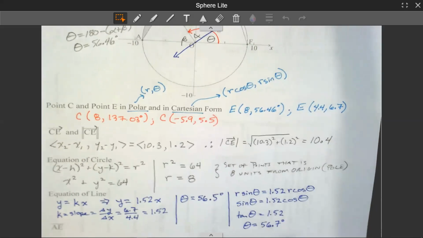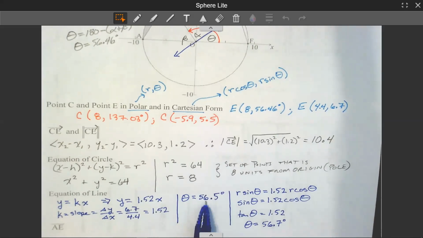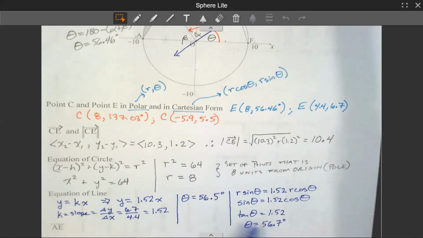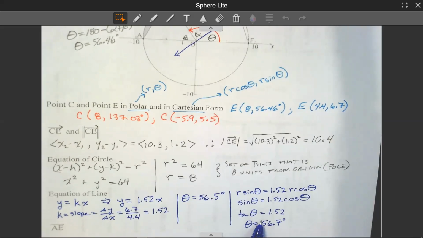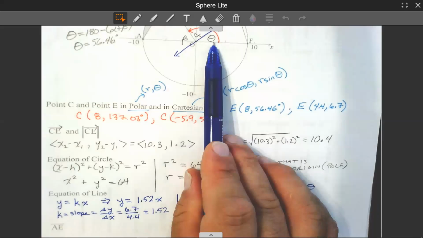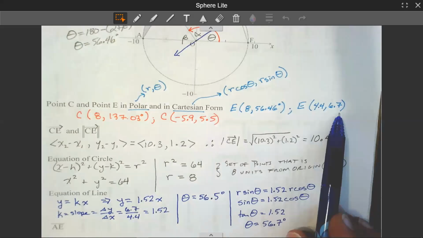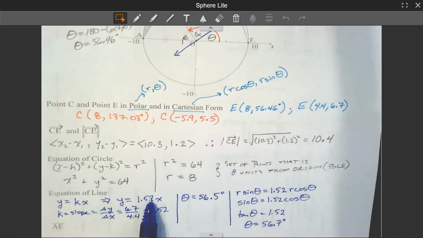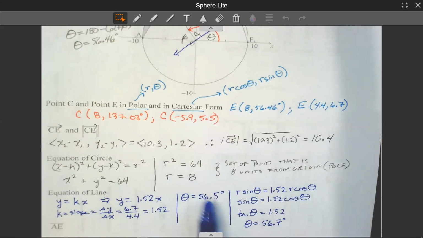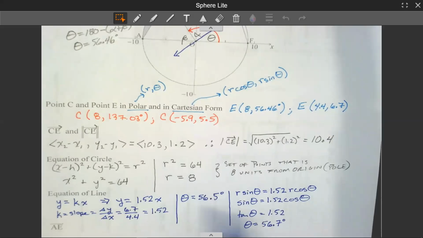If I solve for the inverse tangent of 1.52, I get 56.7 degrees. And you might notice that these are not the same value here, and that is true. However, that's due to the rounding that we had. We rounded E here, we rounded this number there. So with the rounding, that's where we see a little discrepancy.